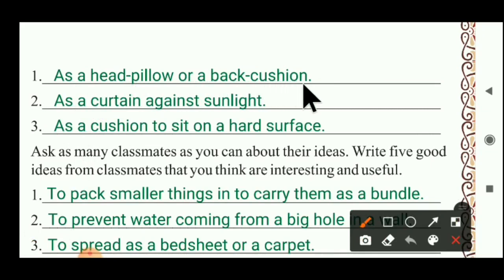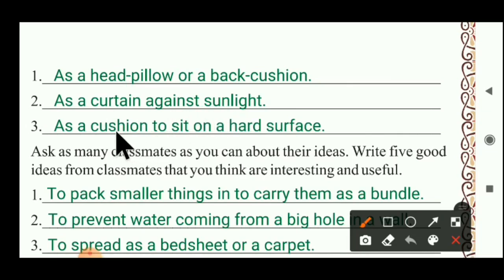Just think about that. That man uses it as a blanket, as a head pillow or a back cushion, to give support or to keep under the head. Then second thing, as a curtain against sunlight: he will put his old blanket up to stop sunlight coming from the windows. He uses it as a curtain.